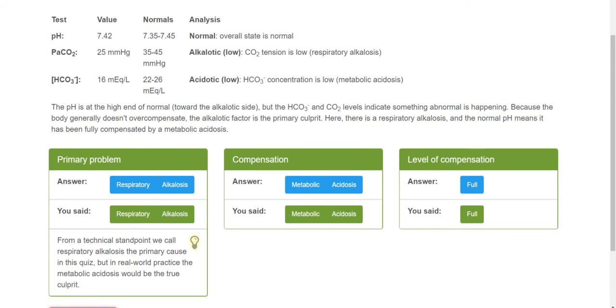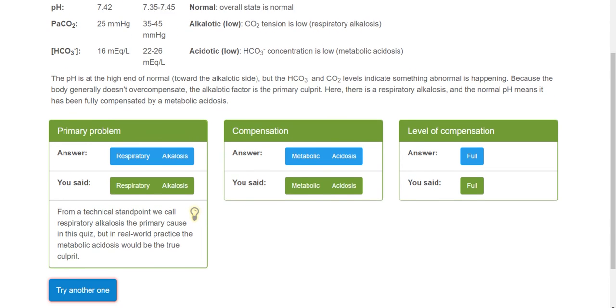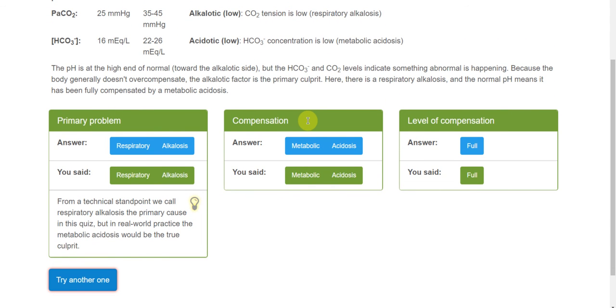What's this? Let's see here. From a technical standpoint, we call respiratory alkalosis the primary cause in this quiz, but in real-world practice, the metabolic acidosis would be the true culprit. Well, they're going above my head, but whatever.